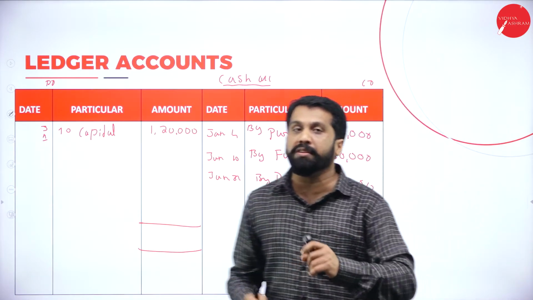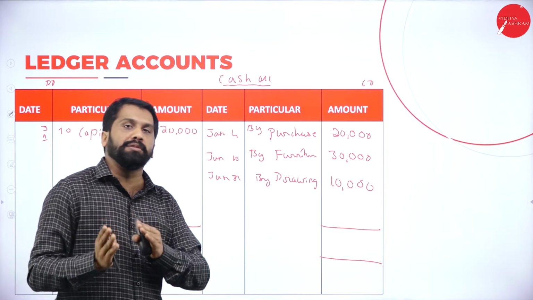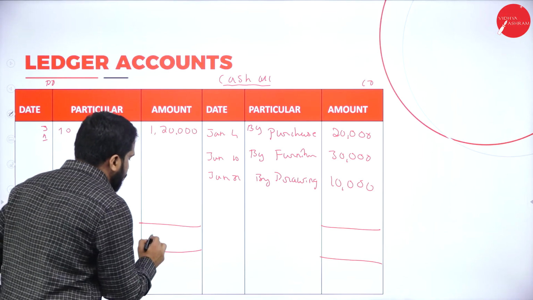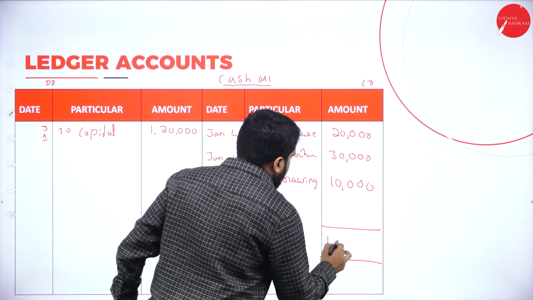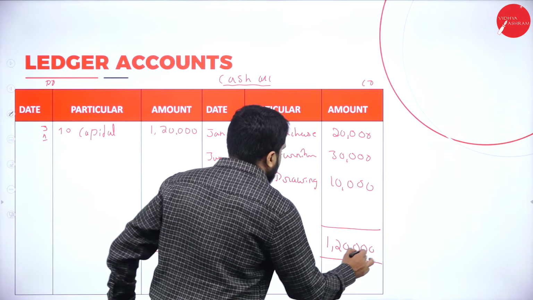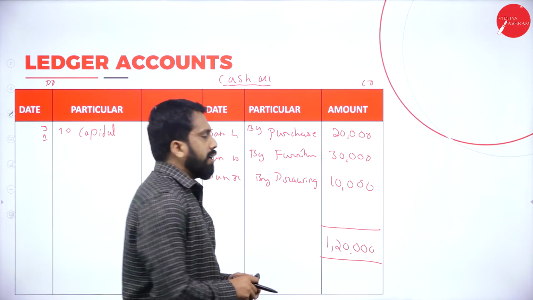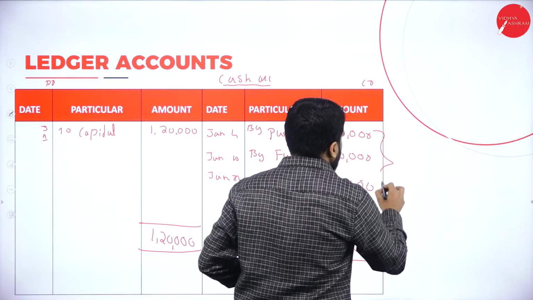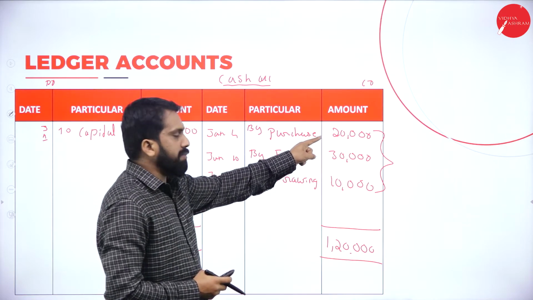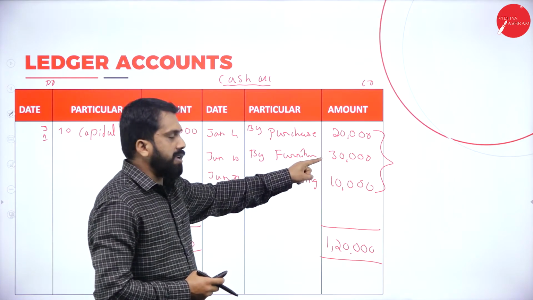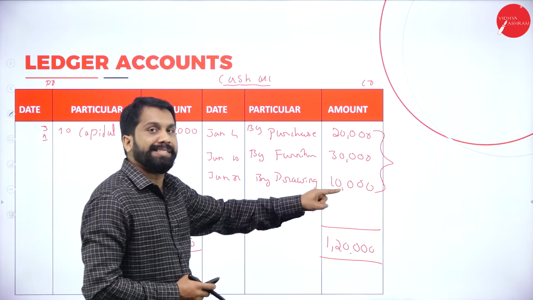Higher value should be written on both sides. Now, how much do you have? 1,20,000. Copy paste. Now, from 1,20,000, you minus these things. How much will you get? 1,20,000 minus 20,000, it becomes 1 lakh. Minus 30, it becomes 70. Minus 10, it becomes 60.